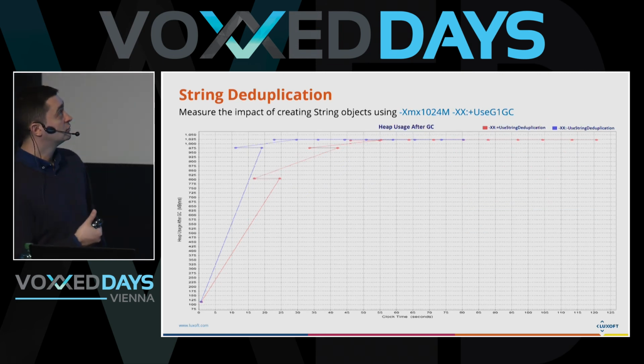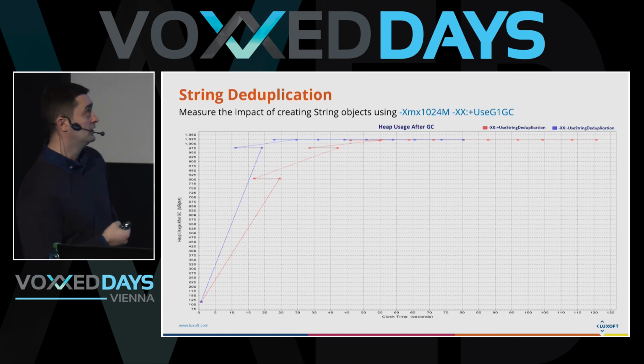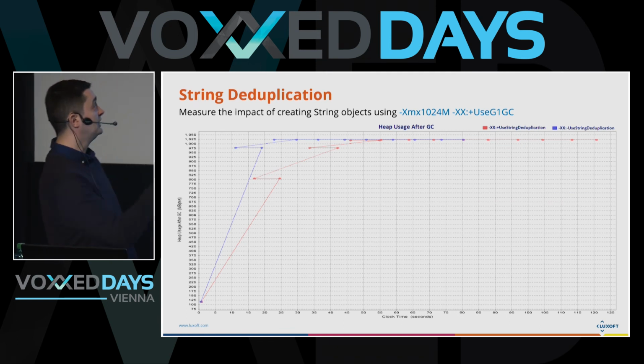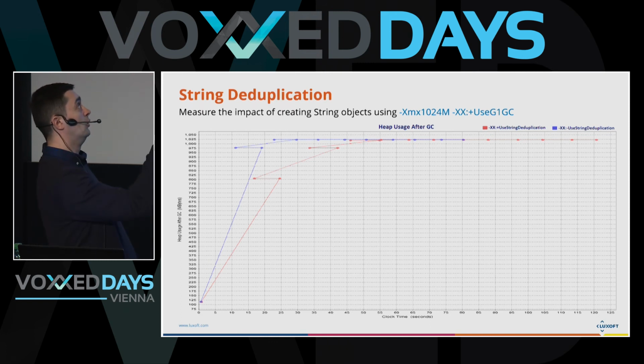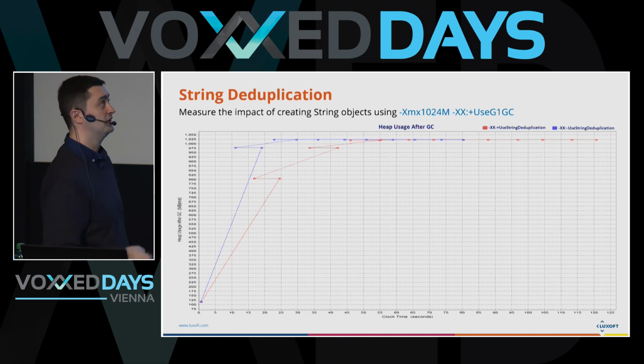And if I take a look as well over the heap memory usage, I see in here, without string deduplication, the heap usage after a GC cycle was bigger than the heap in case of using string deduplication.